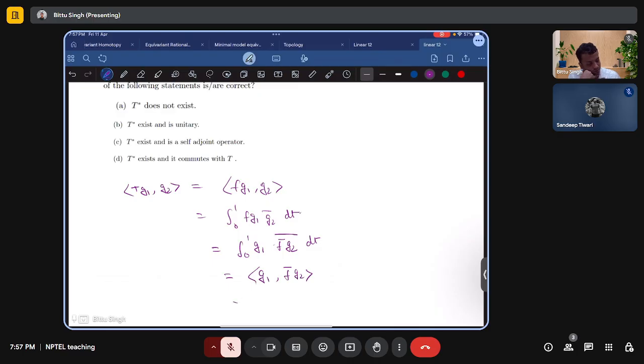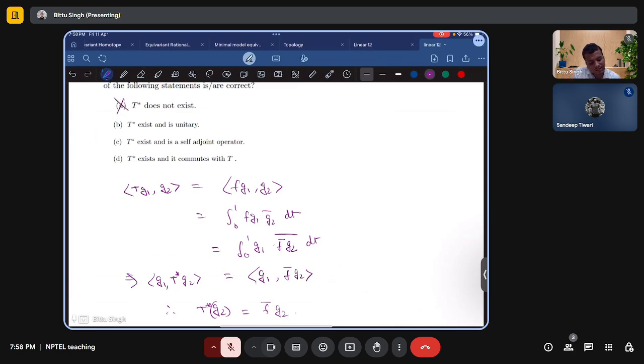But this is actually same as the inner product of g1 with T star g2. So comparing those two sides, we are getting T star g2 is same as f bar times g. So T star exists, right? Yes. So the claim that it does not exist is false.